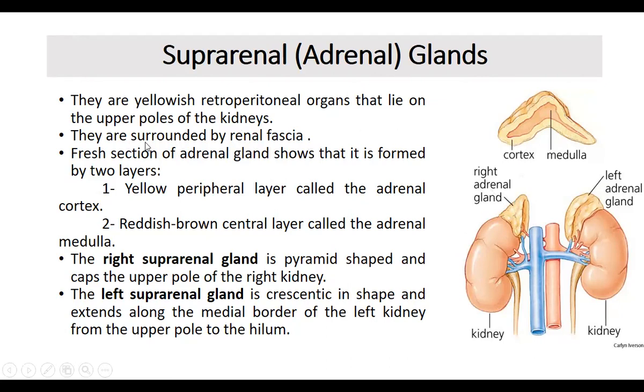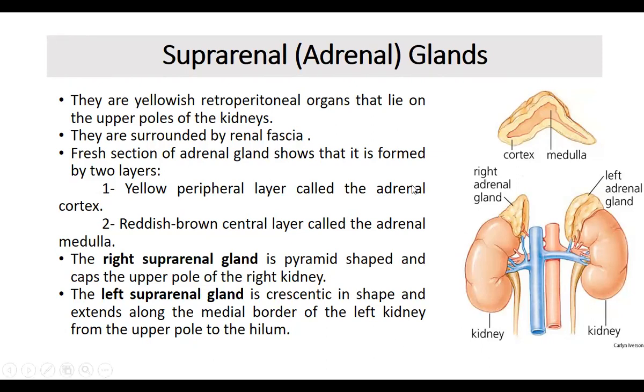So when we cut a fresh section of the adrenal gland, it shows two layers. One is the yellow layer, which is the outer layer, which we can see here. This is called the cortex, the adrenal cortex to be more specific. And inside we have the medulla, which is specifically called the adrenal medulla. So it has two parts. The outer part will be called the cortex and the inner part will be the medulla. This differentiation is important because later we'll see how they have different functions as well as secretions.